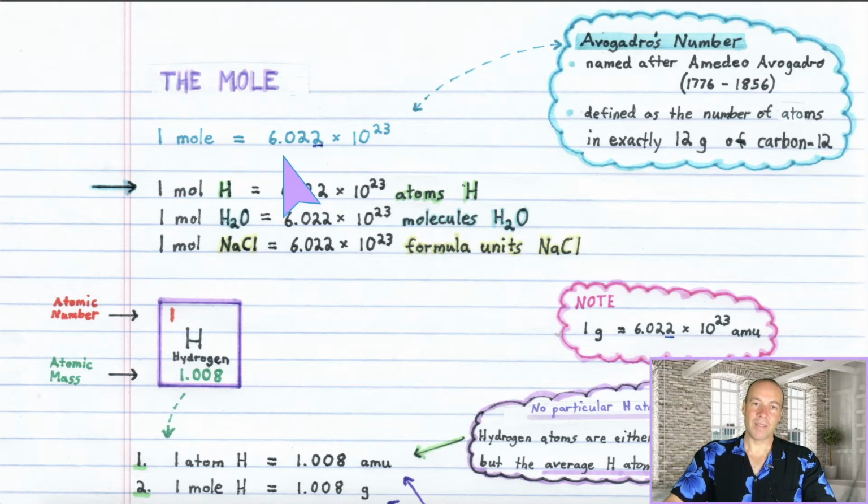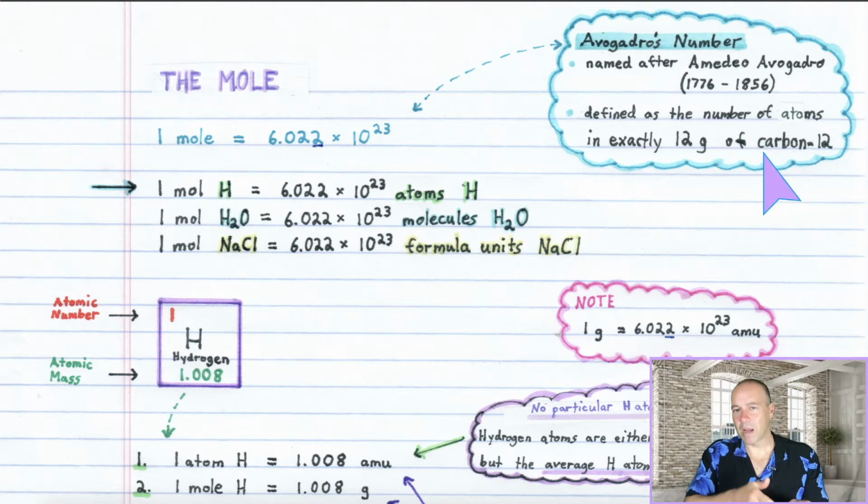Now, the reason the number is this, and it's not something else, is because of the way it was defined. It's defined to be the number of atoms in exactly 12 grams of carbon-12 isotope. So imagine you have some carbon, and you filter out all of the carbon-13 isotope, and all you have left is the carbon-12. And you measure out 12 grams of that, and then count how many atoms there are.